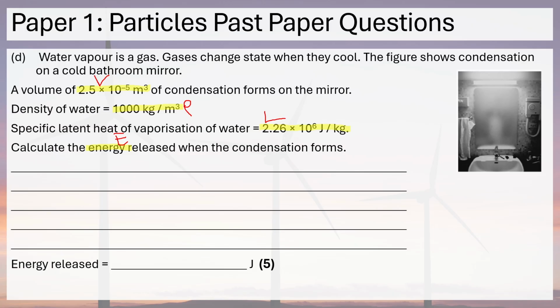So what I'm going to start with is, I do know that there's only one equation which has got density in it, and that's that density is equal to mass divided by volume. I also know there's only one equation with specific latent heat in, and that's E equals m times L. So energy is mass times latent heat. I know at the moment the density and the volume, the energy I don't know, but I do know the latent heat. So it looks to me like I need to work out mass first and then put my result into here so I can work out energy.